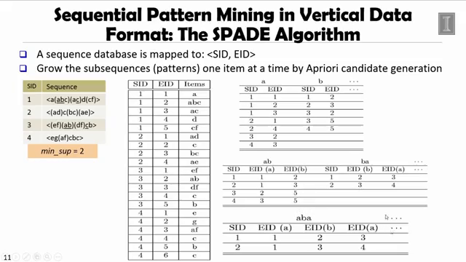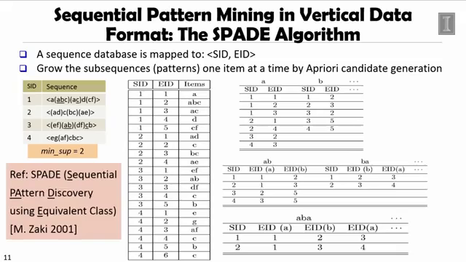That's the reason you can use the a priori-based principle to find all the frequent subsequences. This algorithm was developed by Zaki in 2001, called SPADE, sequential pattern discovery using equivalent classes.